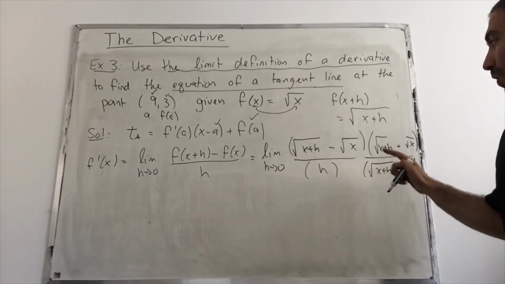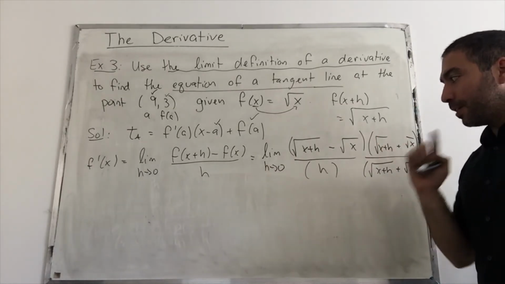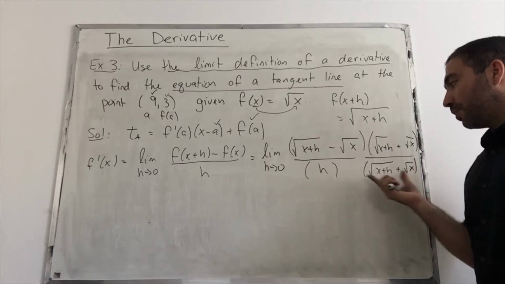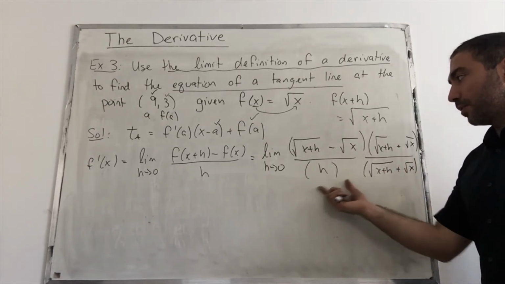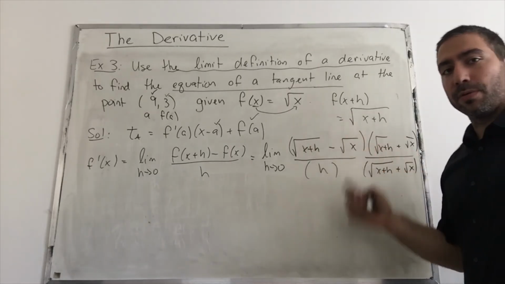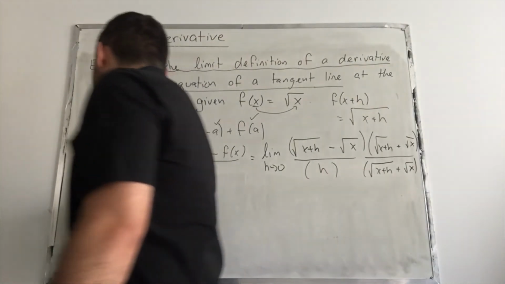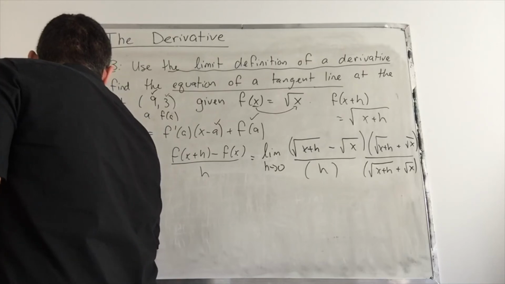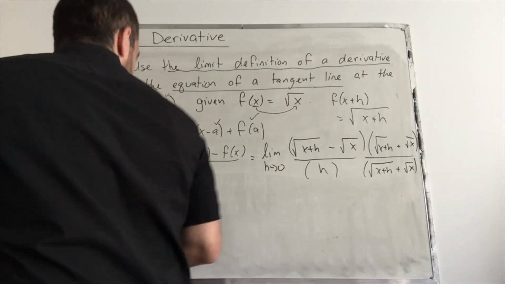Okay. So my other advice here is do not distribute the bottom. Leave the bottom as is. Okay. Focus on the top. You have a binomial times a binomial. So here you're going to FOIL. So if we FOIL, what we get is the limit as h tends to 0.